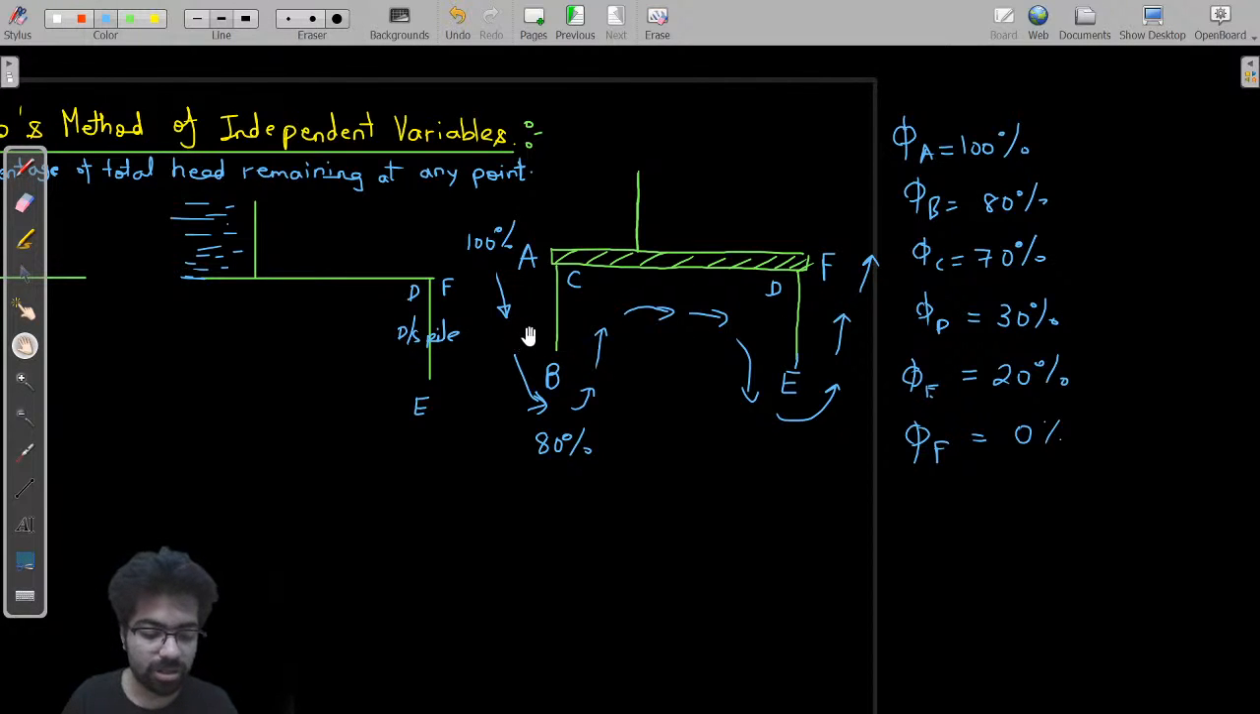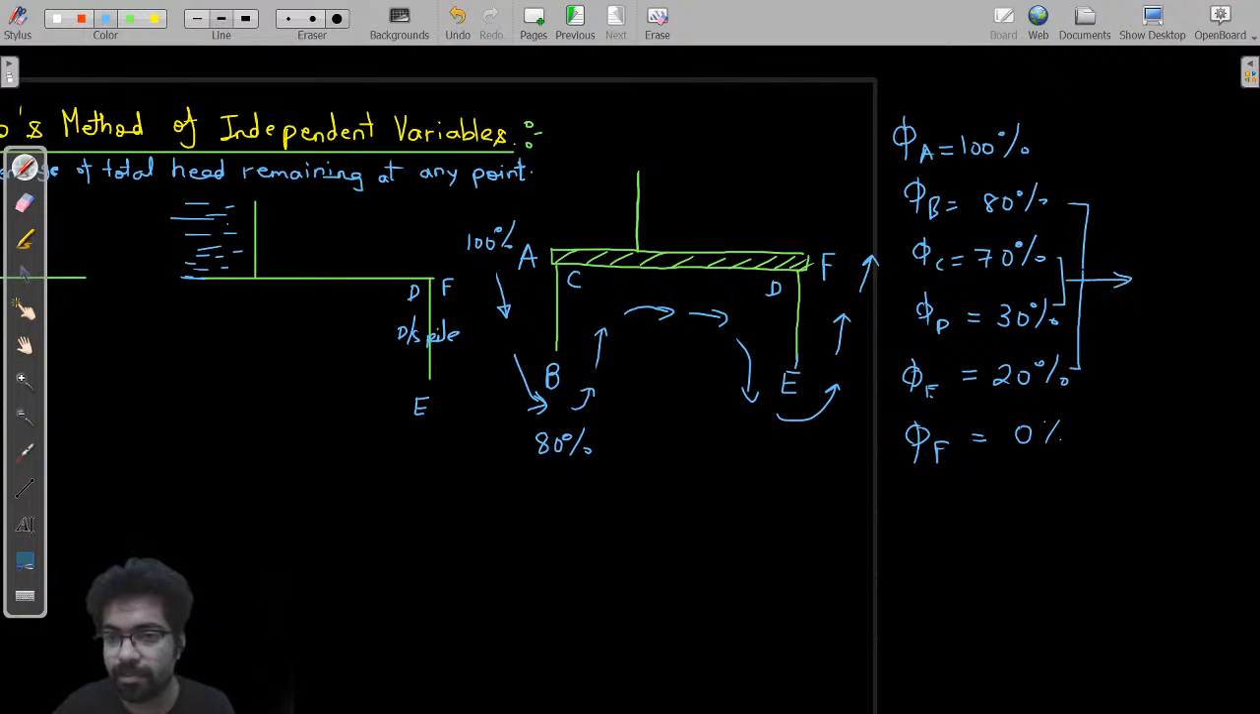Then you can also appreciate that the sum of the value of phi at B and E is also equal to 100. 80 and 20 is also equal to 100. Observe this. Both are equal to 100 when it comes to the sum. Yes sir, clear.